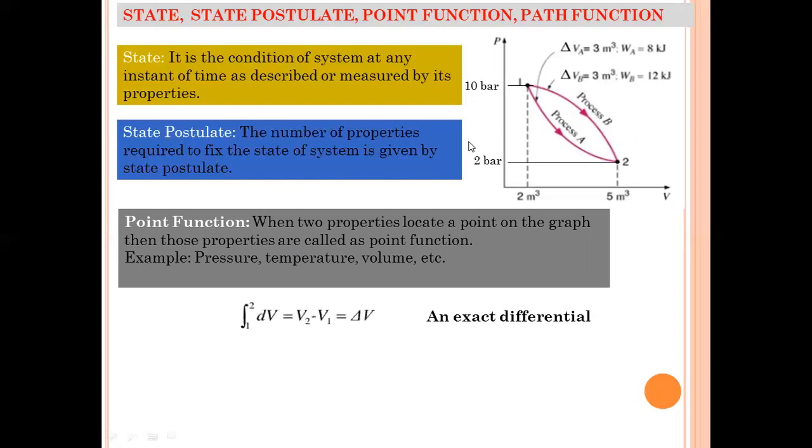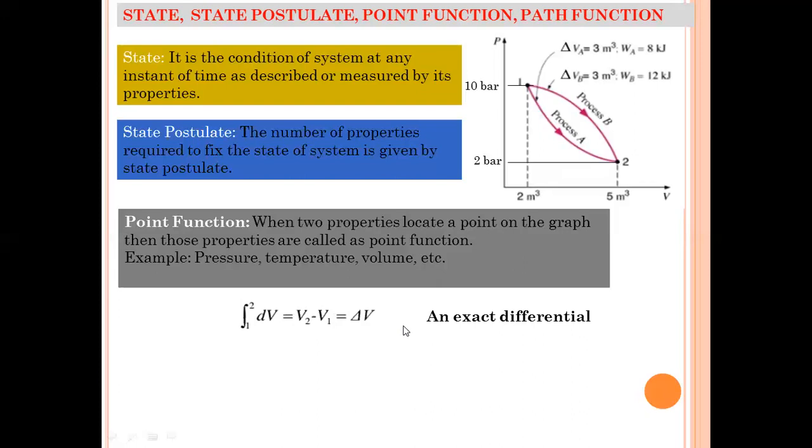So we can say that the change in volume during process A and process B, by integrating from process 1 to 2, we can write V2 minus V1 as delta V, and this is the exact differential.